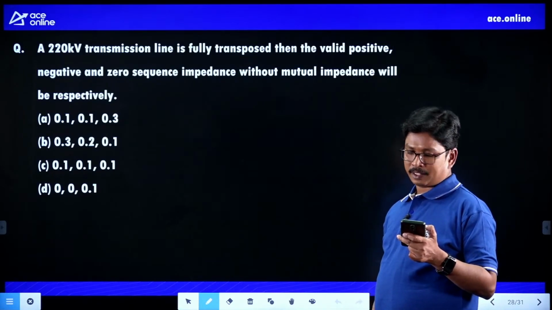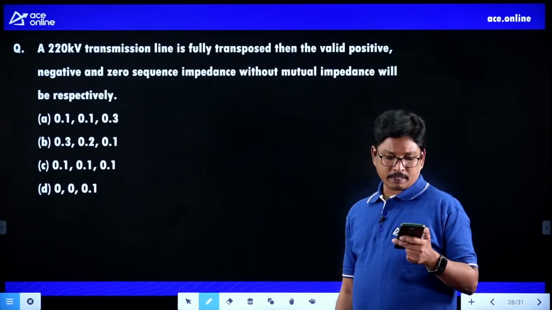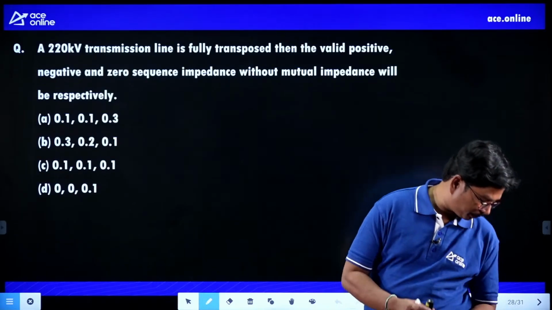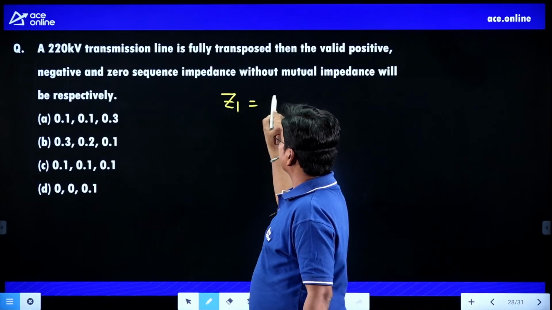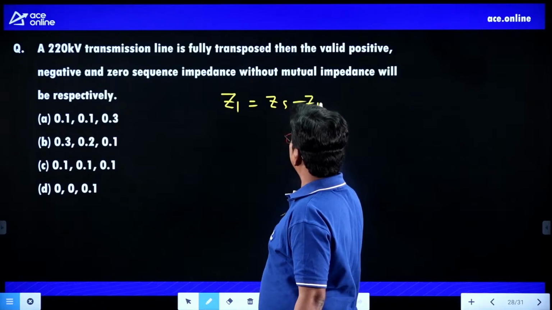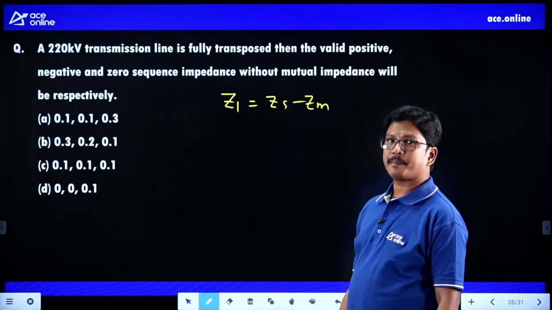Aspirant gave option A. The first time, the aspirant gave a wrong answer, so now everybody is giving the wrong answer. See here, students, what is Z1? Which is ZS minus ZM. ZS minus ZM. Is it right?